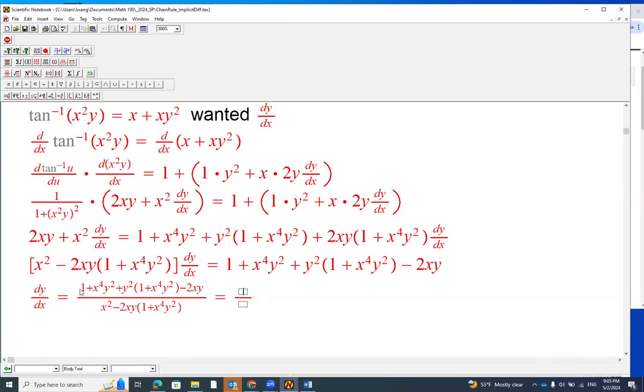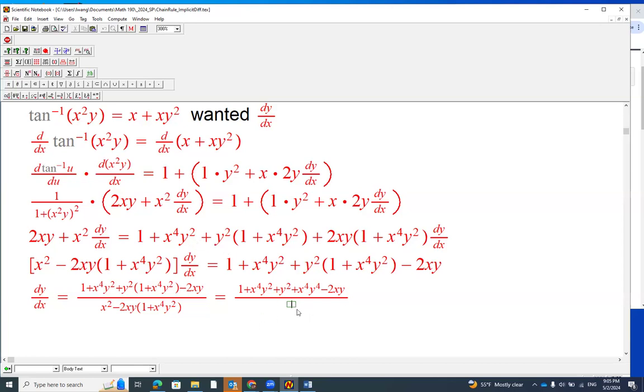On the numerator we have that stays. Copy and paste, and y squared times inside the parentheses, so we got plus y squared plus x raised to the power 4 multiply y raised to the power 4, minus 2 times xy. Do we have any like terms to combine? I don't think so.